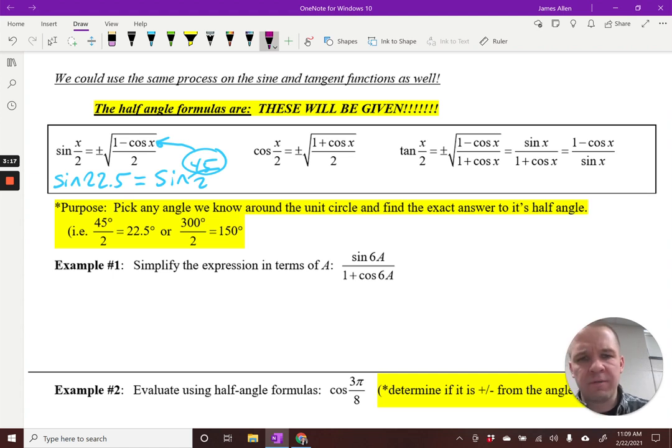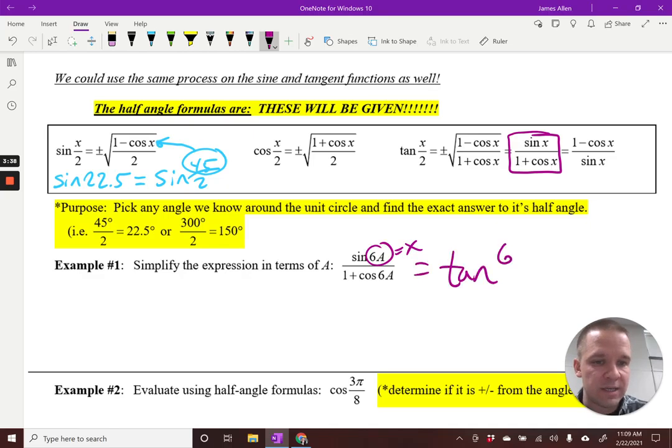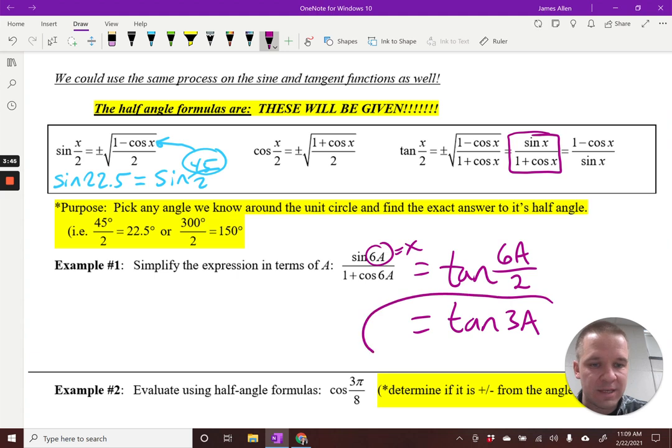All right. So I've got this first one here. Simplify the expression in terms of A. Well, this certainly looks like this guy right here. So this is a tangent half angle formula. So my x is my 6a. So this is going to equal tangent of 6a over 2, which is just tangent of 3a. That is it on this one.